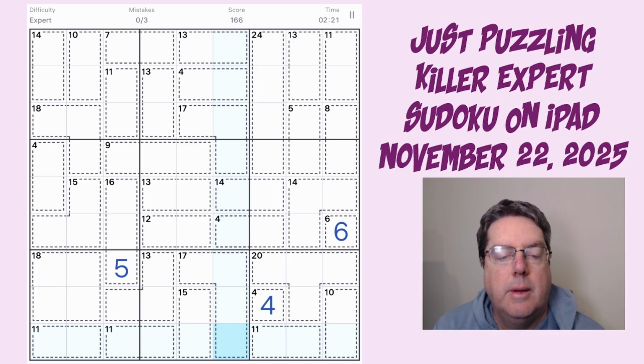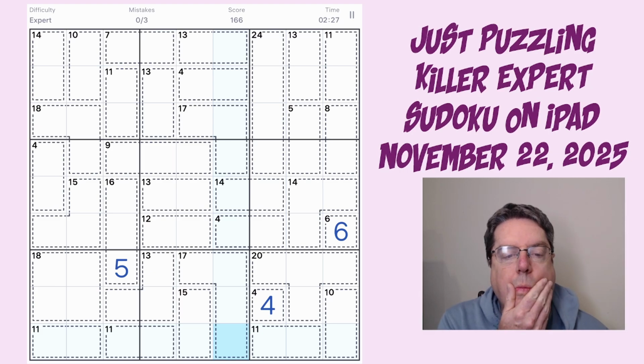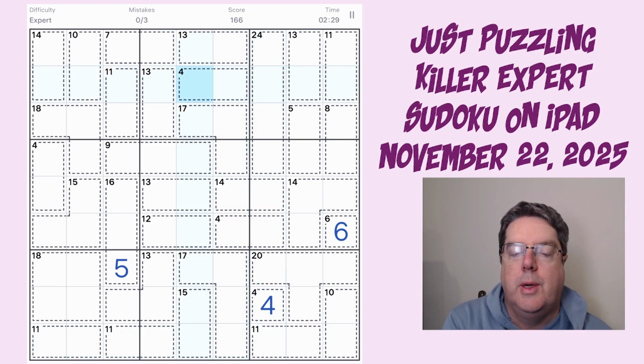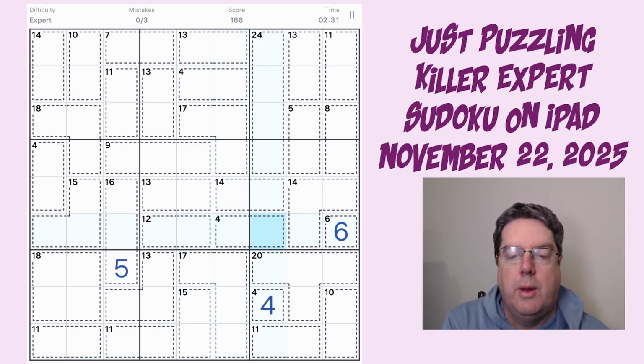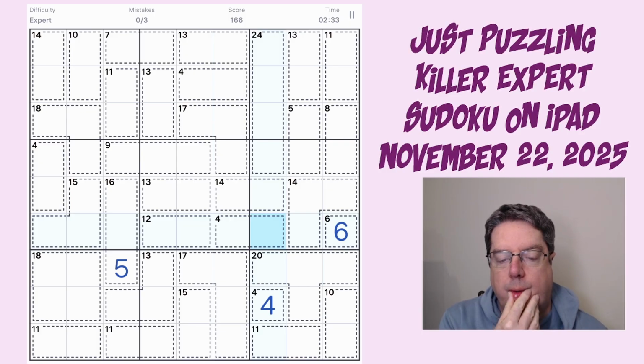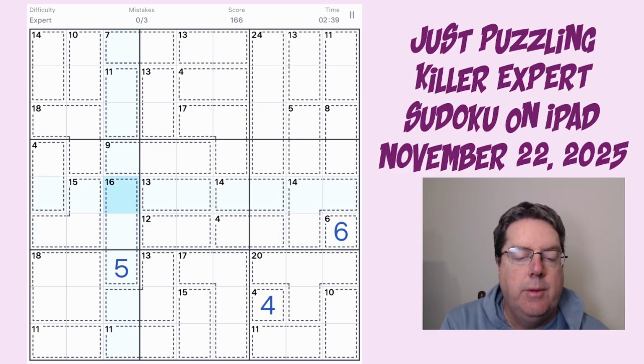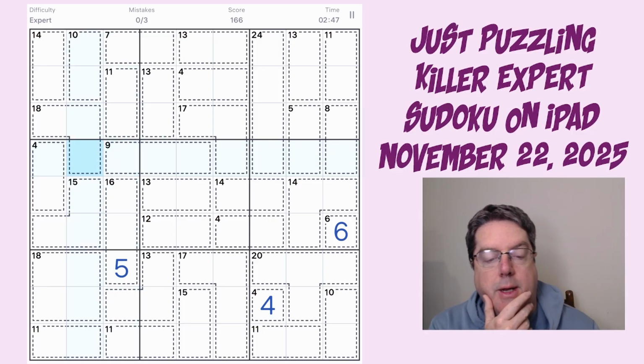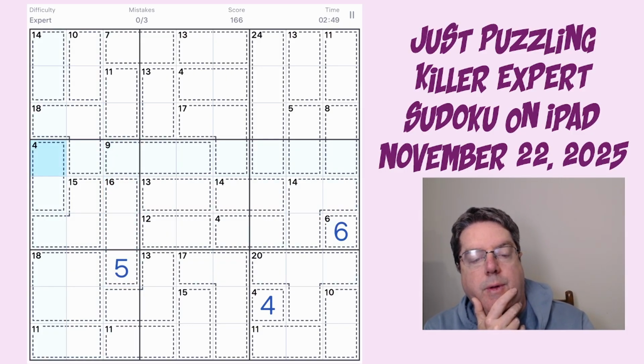Okay, 10, 17, 16, 9. So 4 can be 1 and 3 only. So 1 and 3 here. Okay, so it's 11. 16 minus 5 is 11. So 11 plus 15 is 26, 30. So this is actually going to be 15. Just check that. So 11, 15, 30.